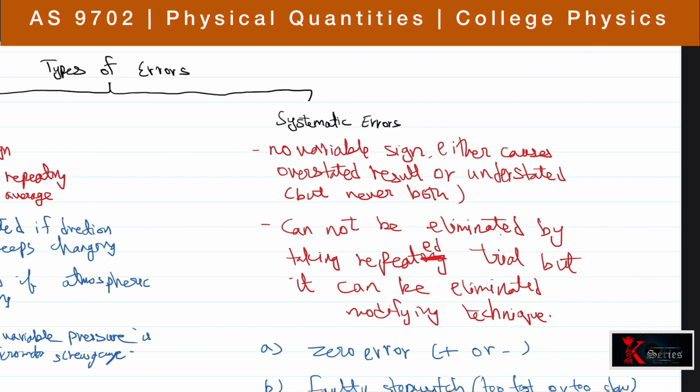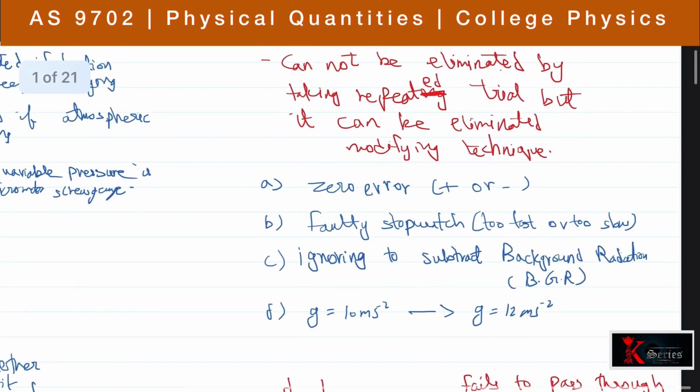However, if we completely change the measuring instrument we are using, or we completely remove the fault from the measuring instrument, only then the systematic error would be completely eliminated, right? So they cannot be eliminated by taking repeated trials, but they can be eliminated by modifying the technique. Now we'll go through a few examples of systematic errors.